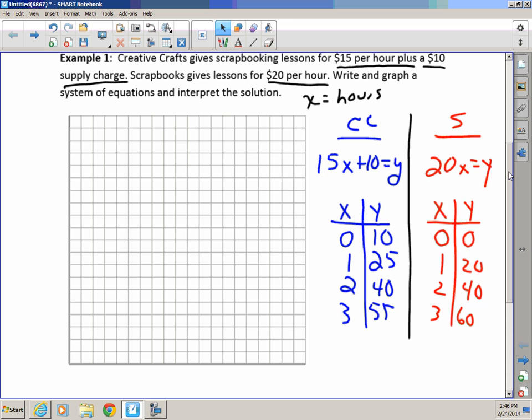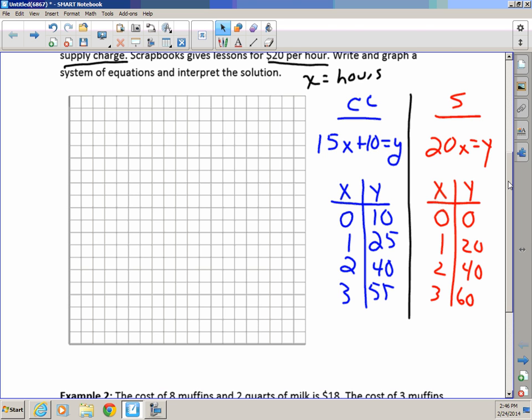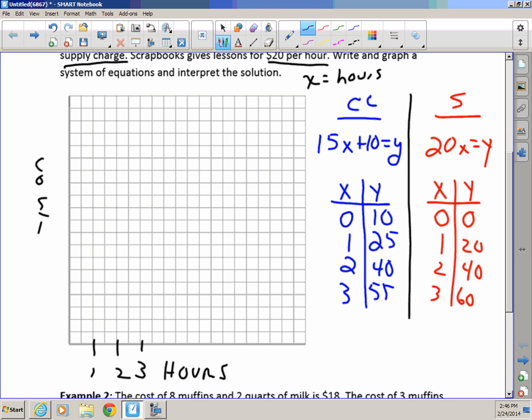So now I want to graph this relationship. Well, we said X was our hours, so that's our x-axis, and Y is our cost. For the X, I'm really only going from 0 to 3, so let's give ourselves a little space here. And for the Y's, I'm going to go from 0 to 60, so I'm going to count by 5s. So this will be 5, 15, 25, 35, 45, 55, and 65.